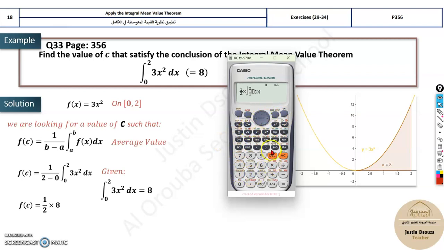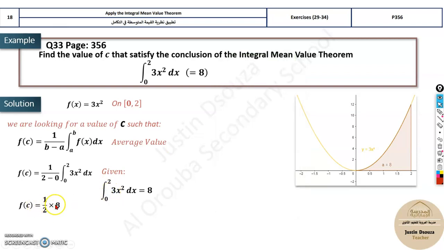Multiply with the integral. What is the integral? 3 by 3 x cubed, that is x cubed, from 0 to 2. That's it. Your answer is 4. See, half of 8 is 4. Now it's not over. So f of c is 4. Okay. Now take this equation. Instead of x, put c. Now we know this particular equation. What is that f of c?